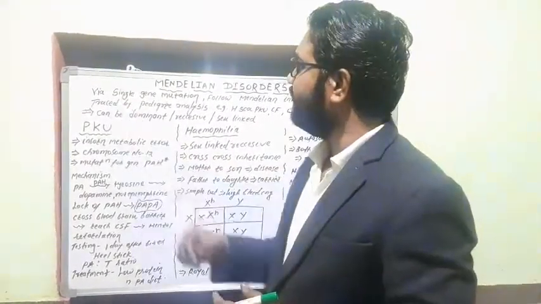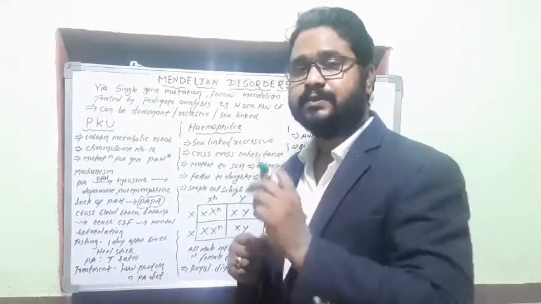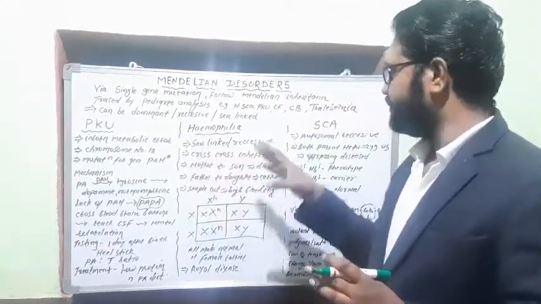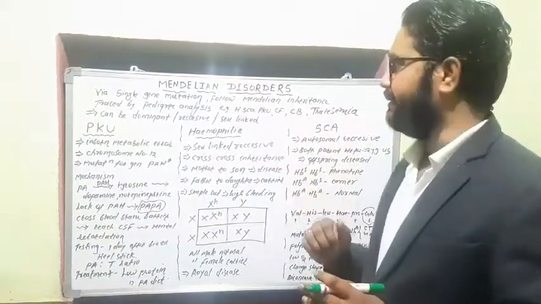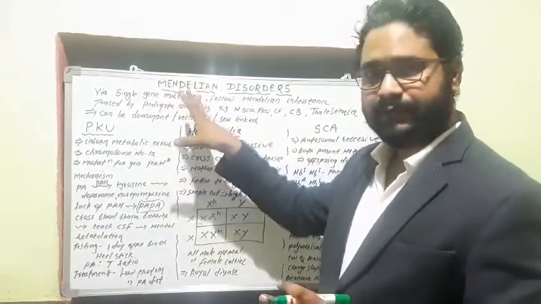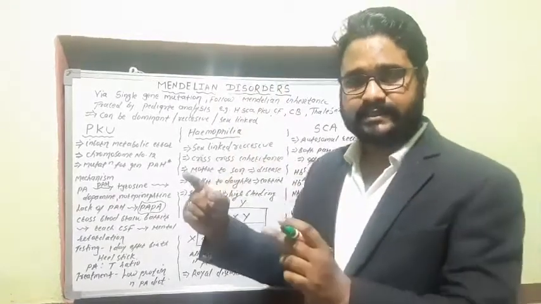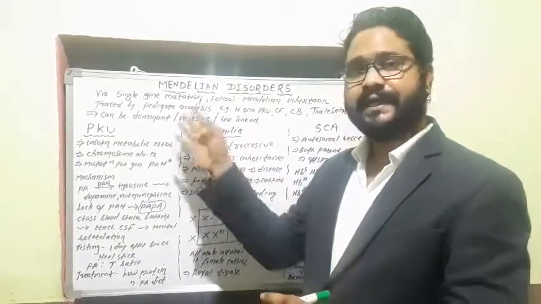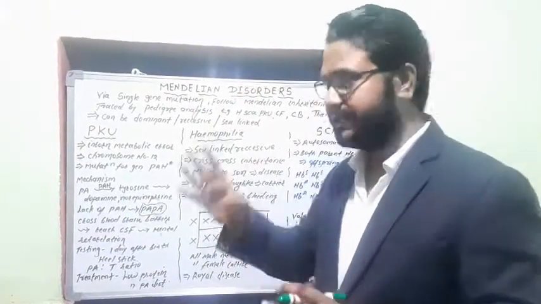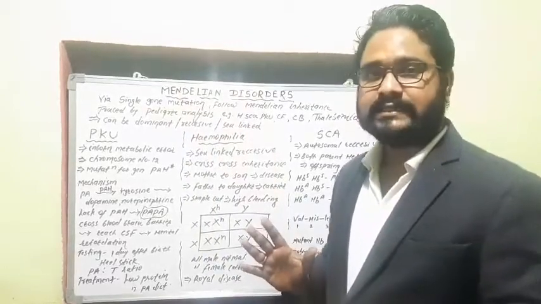See, they occur via single gene mutation. We have seen that a change in a single gene can lead to a mutation. How that single gene mutation occurs, we'll see later with the specific example of sickle cell anemia. It follows Mendelian inheritance, and it can be traced, assessed and diagnosed simply by pedigree analysis of the family. That is the speciality of these disorders, three points to remember: single gene mutation, follows Mendelian inheritance, and can be assessed by pedigree analysis.